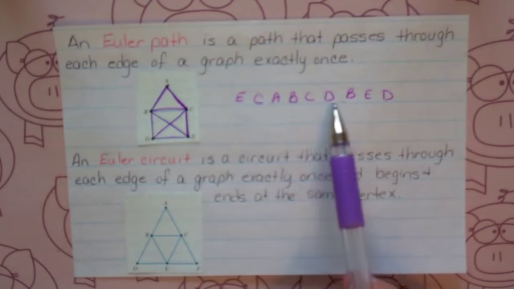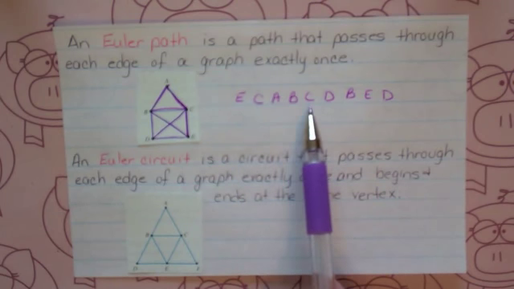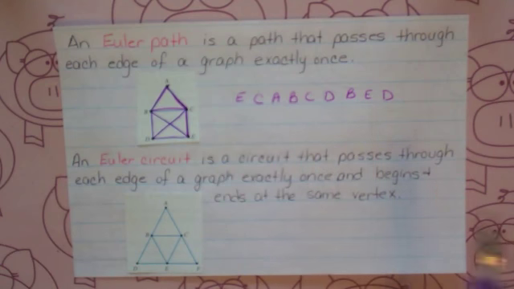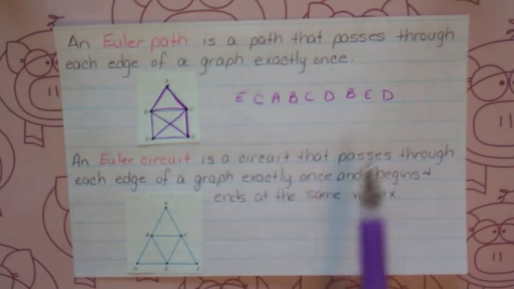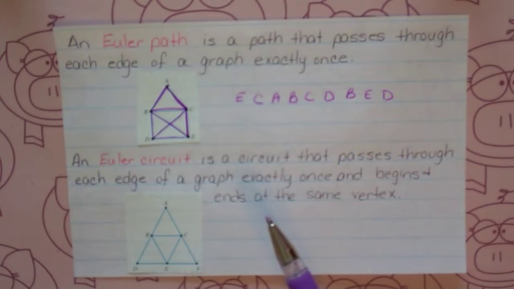And notice I wrote out my vertices in order. And that's usually what you do. You just write the letter of your vertice in the order you traveled. Okay? And again, this is not the only one. There's more than one Euler path. But that's the one I came up with on this one.